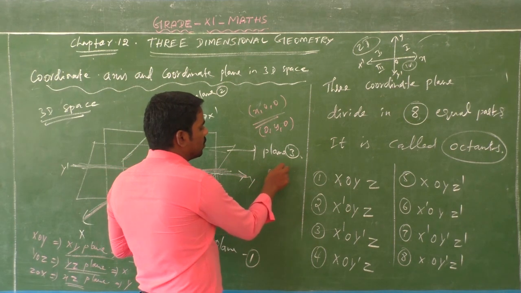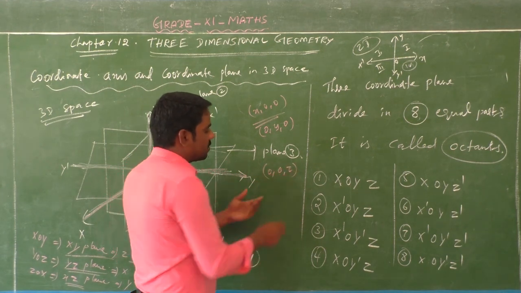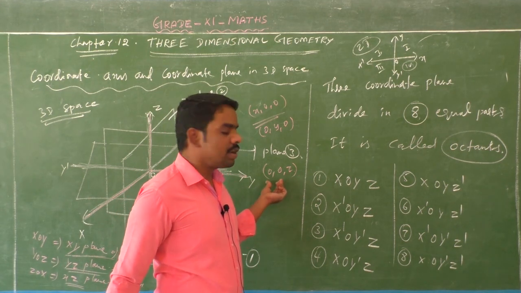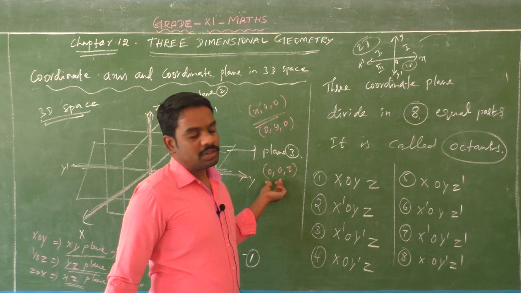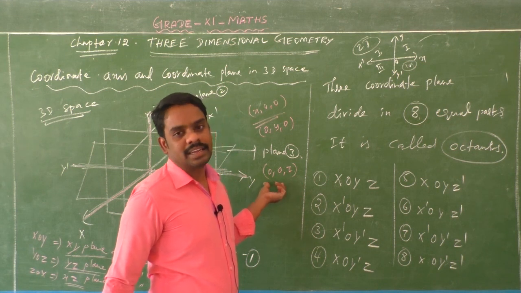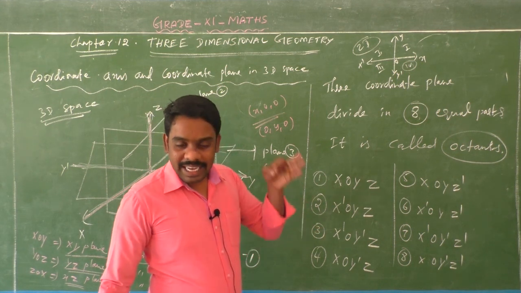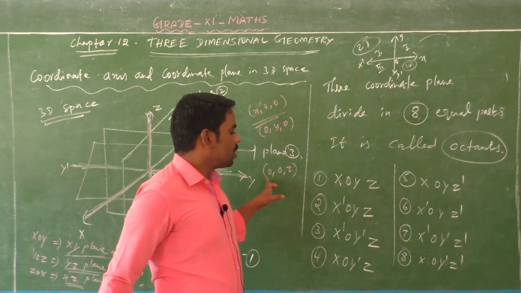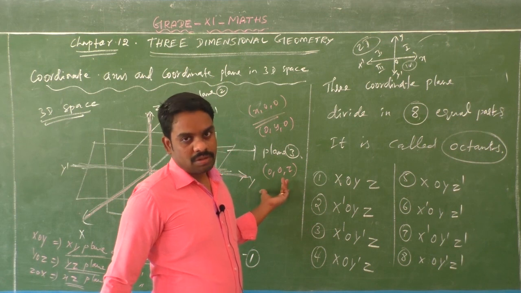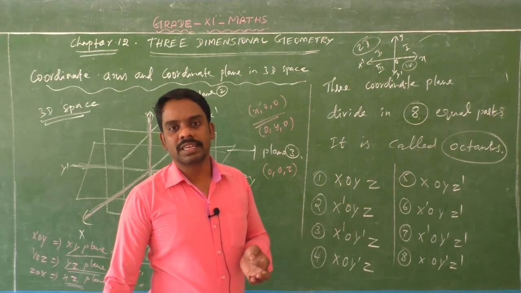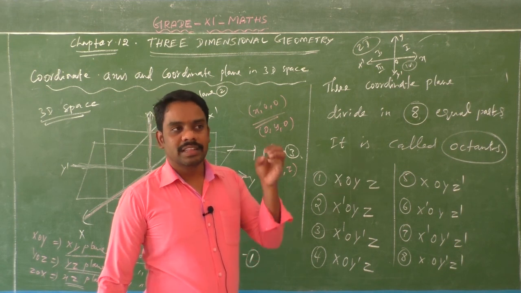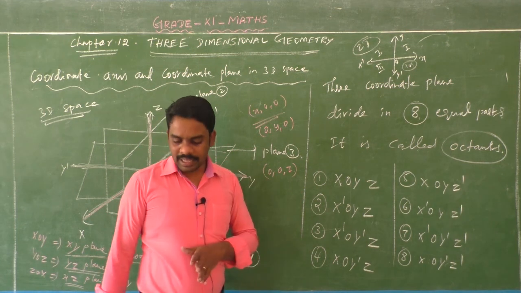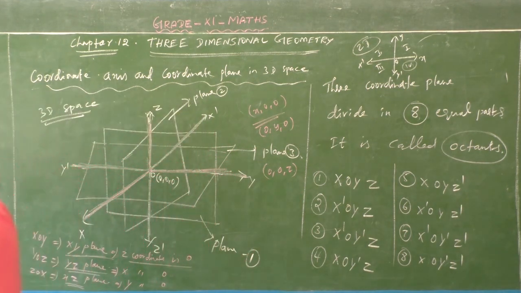And 0, 0, z: here only the z coordinate is non-zero, but the x coordinate and y coordinate are 0. So this point 0, 0, z lies only on the z-axis. Given that the x and y coordinate values are 0 and the z coordinate is non-zero, surely this point lies only on the z-axis. Okay, right.